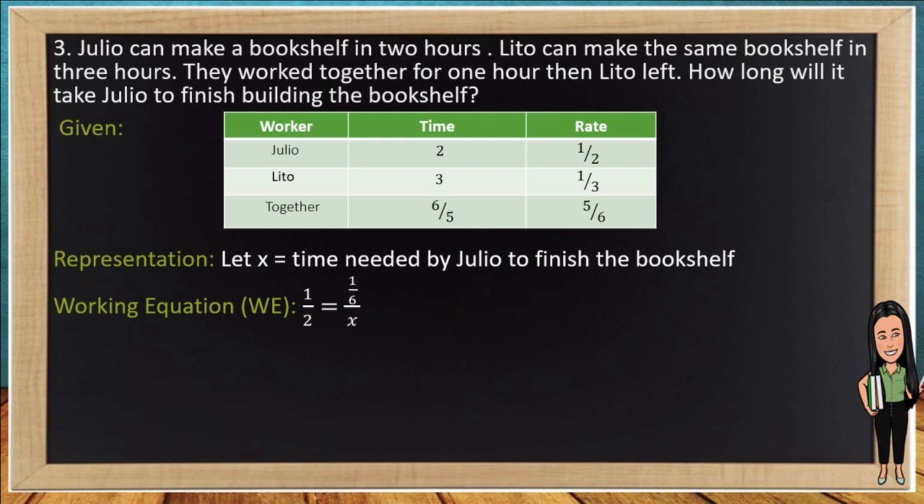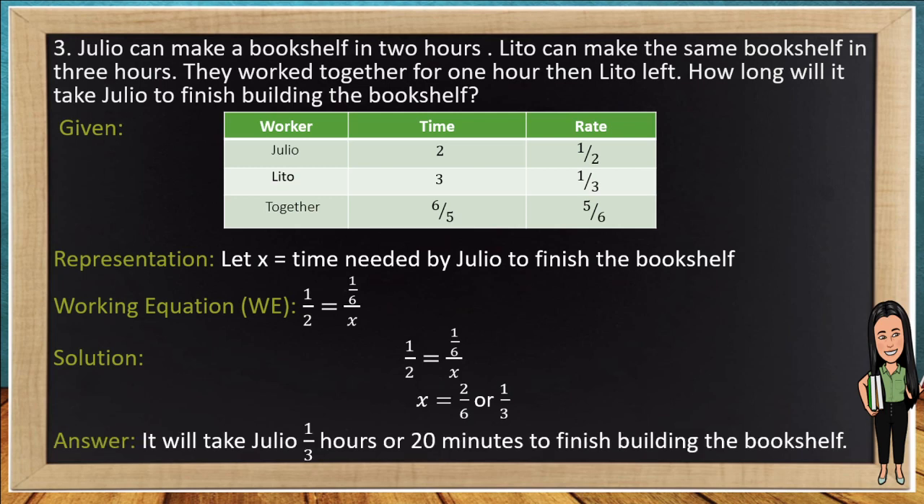So again, yung 1/6, that is the remaining part of the task that has to be done. And then yung x, yun yung time that is needed for Julio to finish the bookshelf. And it is equal to 1/2 dahil yun ang rate ni Julio. Okay? So, if we will solve for the equation, we will get x equal to 2/6 or 1/3, which means that it will take 1/3 of an hour or 20 minutes for Julio to finish building the bookshelf. Okay?